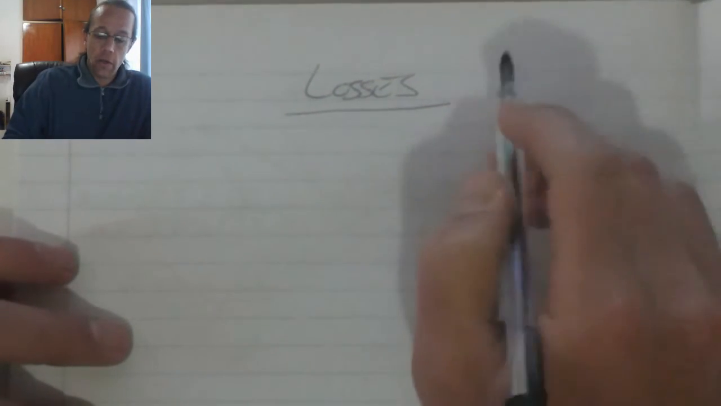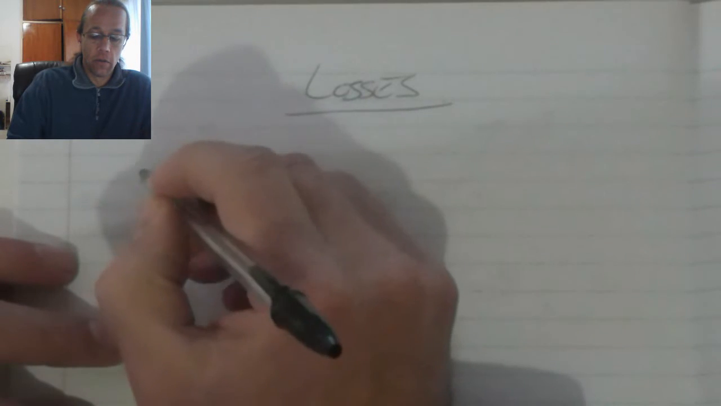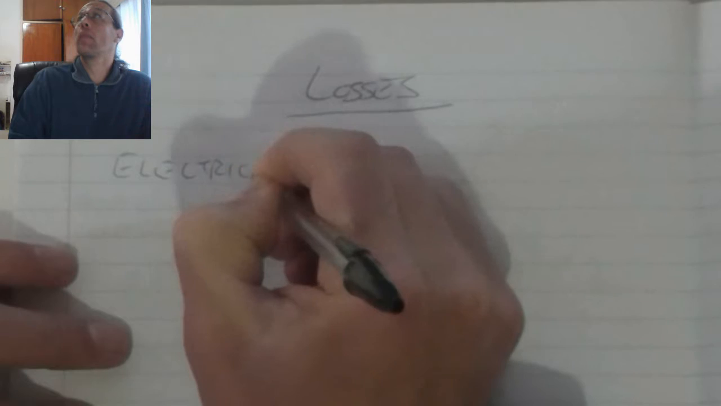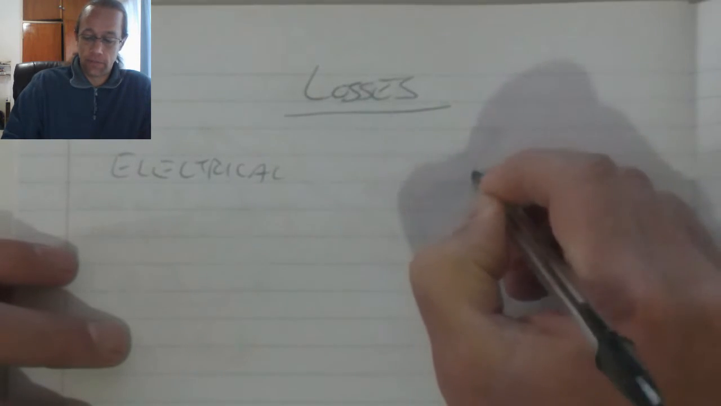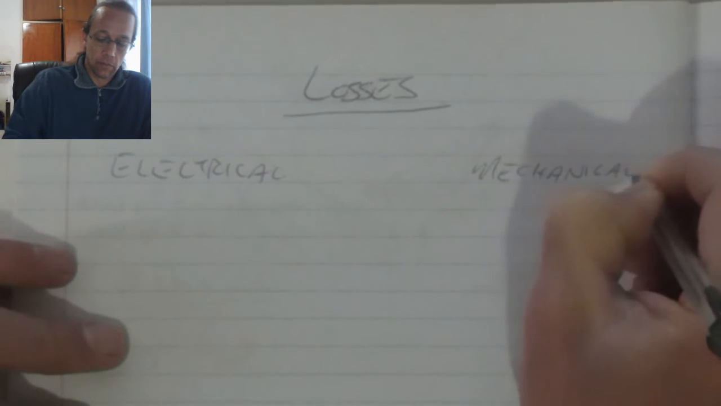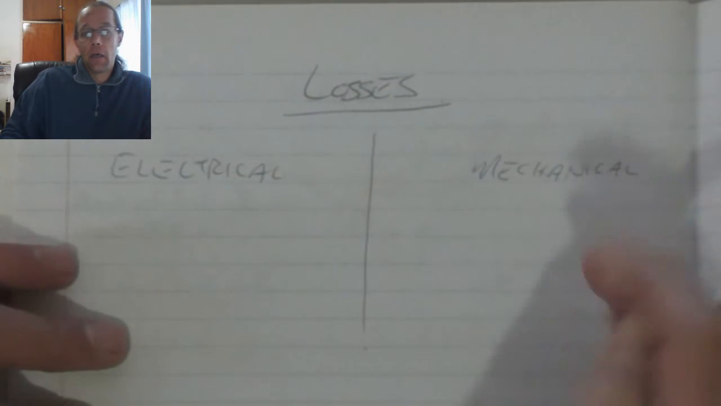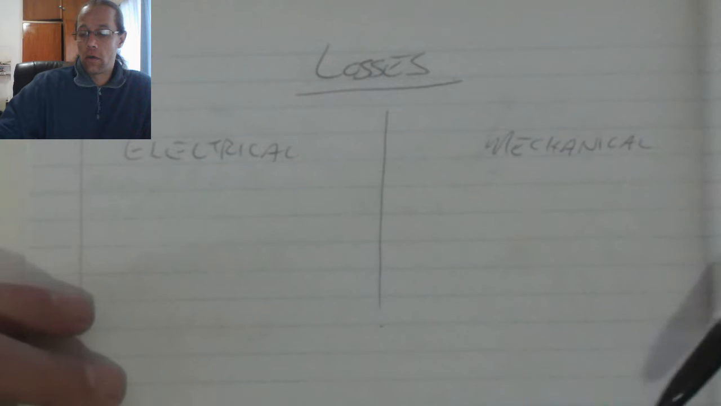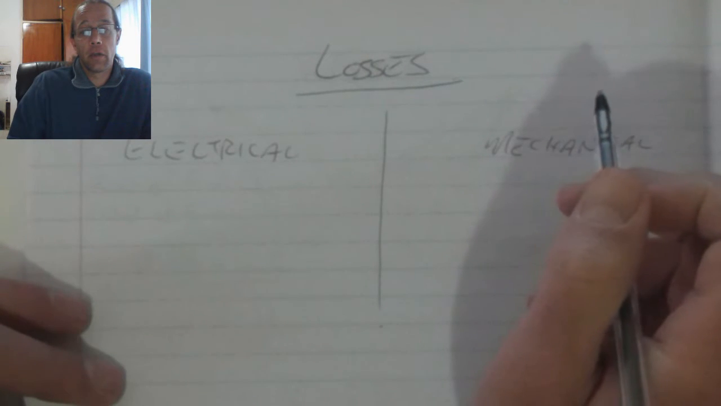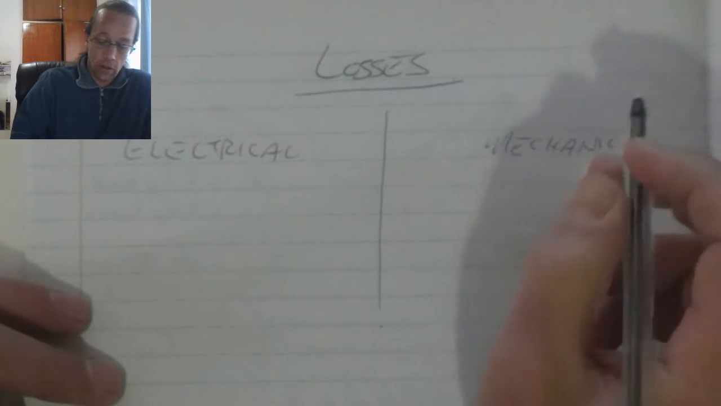In three-phase generators, losses can be divided into electrical as well as mechanical. Now, electrical losses are all the aspects of the generator that electrically cause losses.